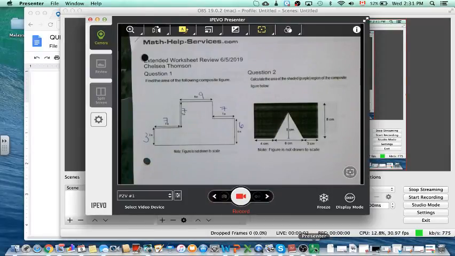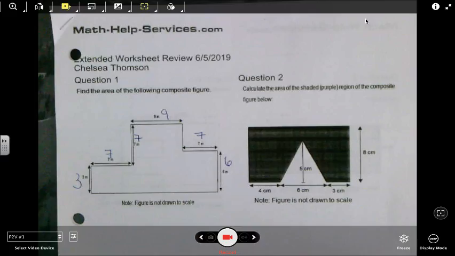Okay, this video is for grade 7 specifically, but it can be used for the grade 8 class as well if you're not sure, if you need a reminder of how to do area for composite figures. Specifically, when we're talking about composite figures, it's talking about finding the area or the perimeter of a shape that is combined of different shapes.